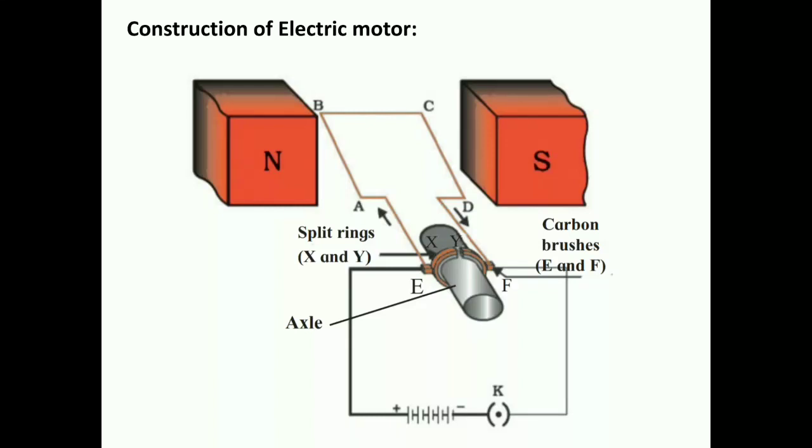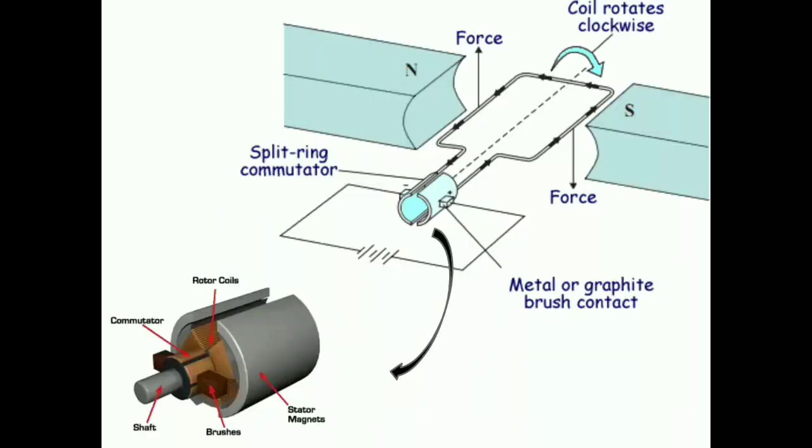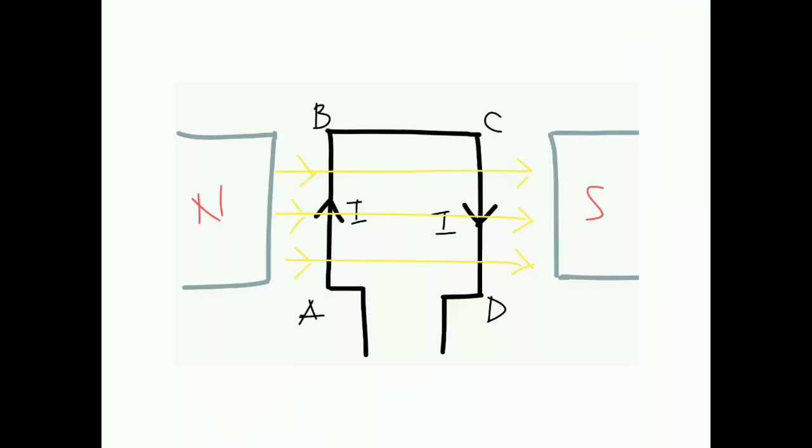The two ends of the loop are connected to the two halves X and Y of the split ring. The two halves of the ring have a resistive coating on their inner surfaces and are tightly fitted on the axle. The two halves of the split ring X and Y have their outer conducting surfaces in contact with the two stationary carbon brushes E and F respectively. We can see the connections properly in this video. This is how the current flowing in AB and CD is perpendicular to the magnetic lines of force.